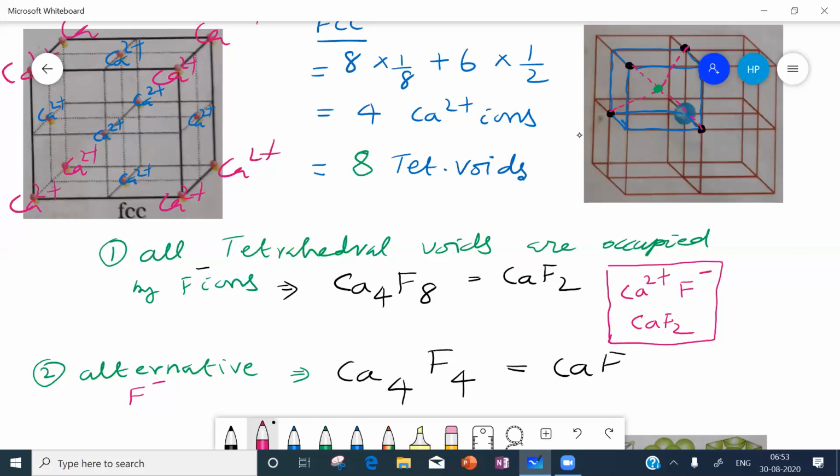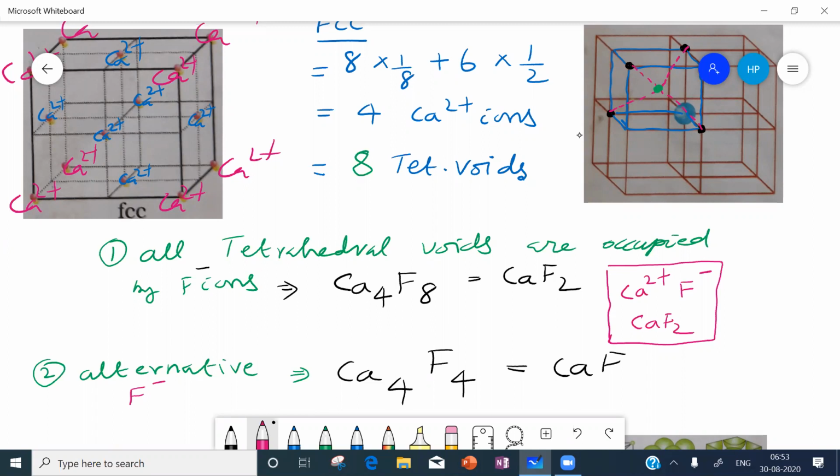Here 8 tetrahedral voids are there. Alternate means how many? 4. So alternate tetrahedral voids are occupied by F minus means 4 tetrahedral voids are occupied by F minus. Therefore F minus ions per unit cell means 4. So Ca is 4, F is 4. Now we will simplify this, divide both by 4. So we will get CaF.